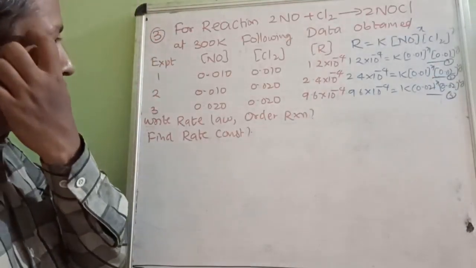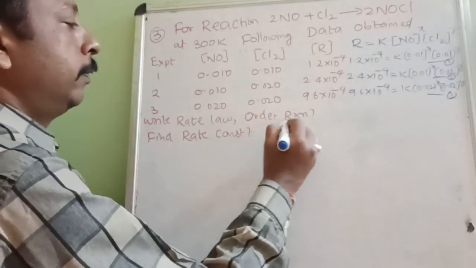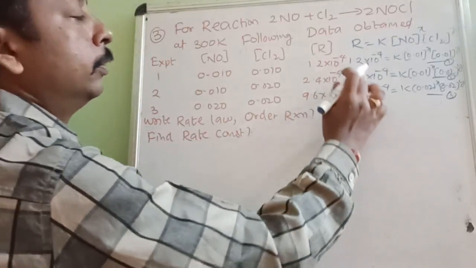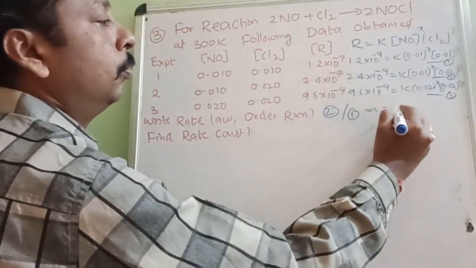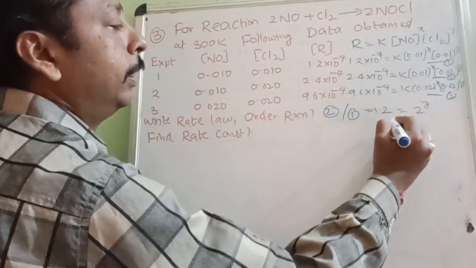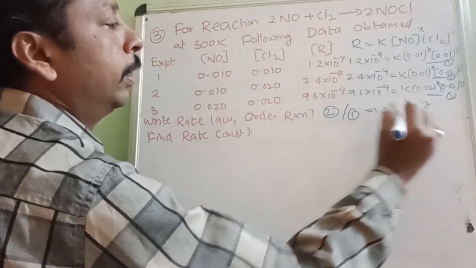So which one is to be divided? Very nice. Equation 2 divided by equation 1. So this side what will you get? 2. Here all this will get cancelled, 2 to the power of y. So y is equal to 1.